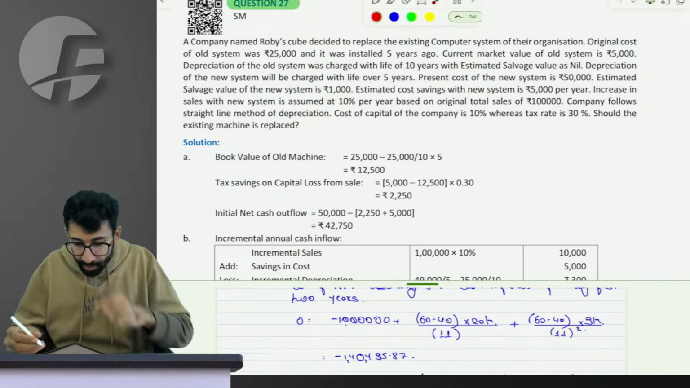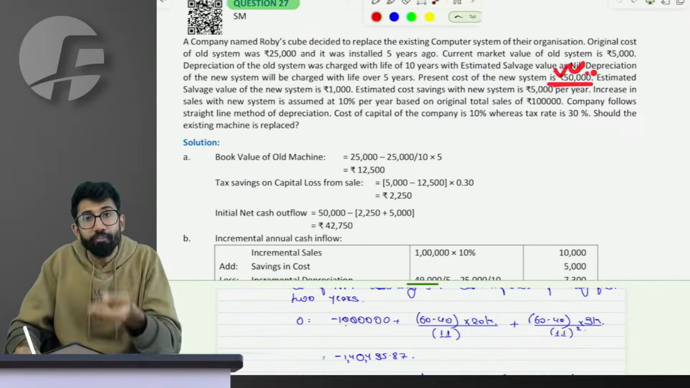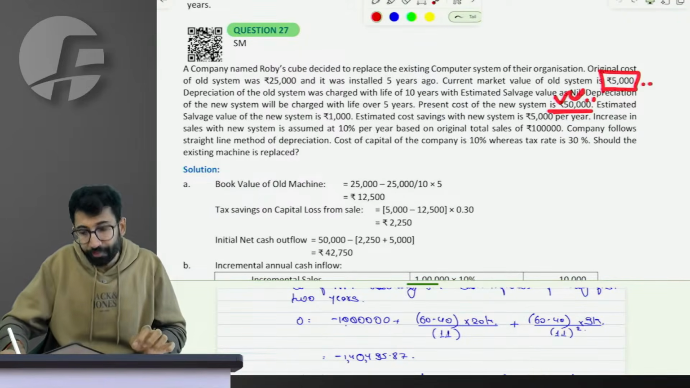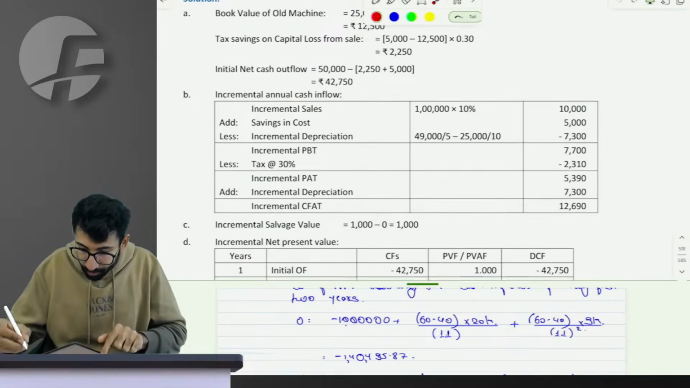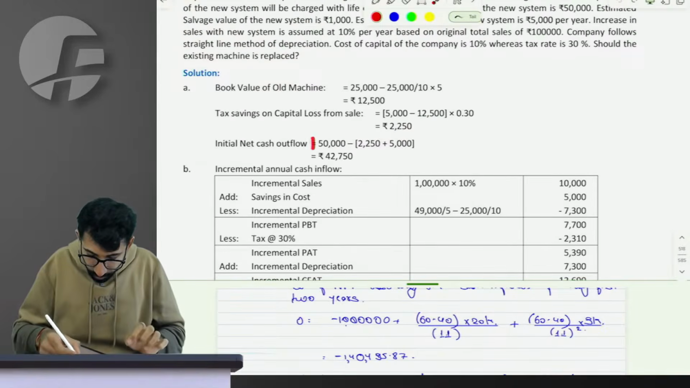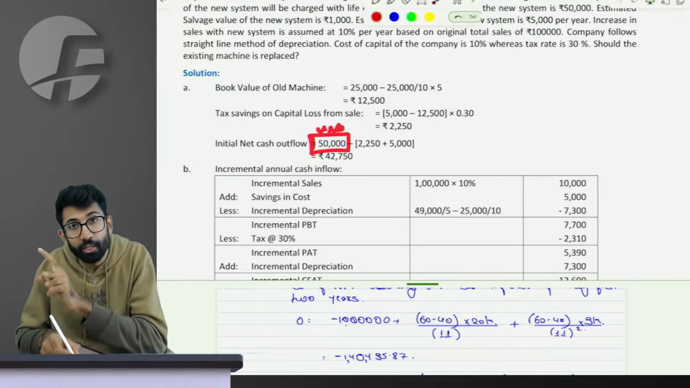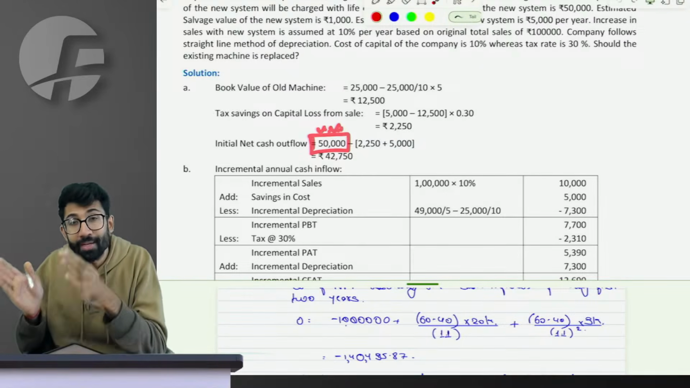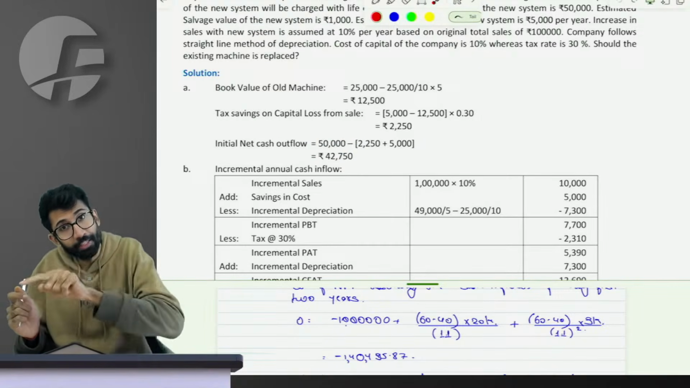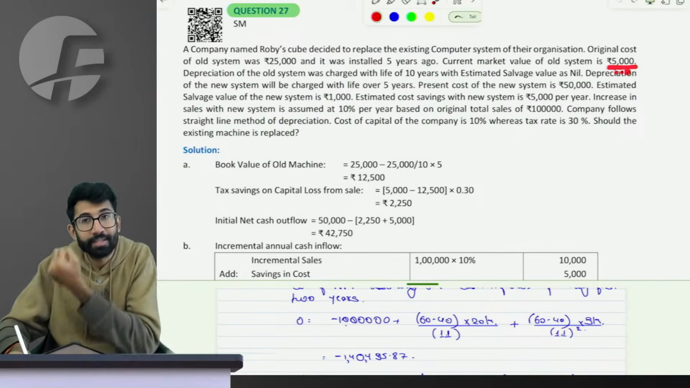Alternative 2, first initial outflow: buy the computer for 50,000. Second, when I sell the old computer today, I will be able to sell it for 5,000. So 50,000 initial outflow to buy the new computer, right? But before buying the new computer, what was my second alternative? Was my second alternative only buying the new? No, it was selling the old and then buying the new. When I sell the old computer, I receive 5,000 as the selling price.